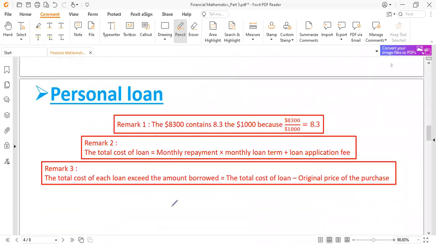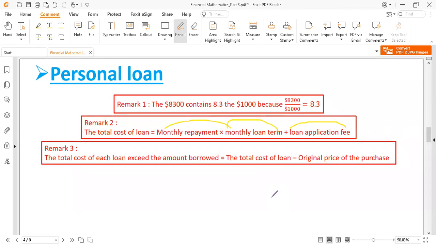What about the personal loan? The total cost of a loan is equal to the monthly repayment times the monthly loan term plus the loan application fee. For each personal loan we have a loan application fee, a monthly repayment, and a monthly loan term. The total cost of each loan exceeding the amount borrowed is equal to the total cost of the loan minus the original price of the purchase.